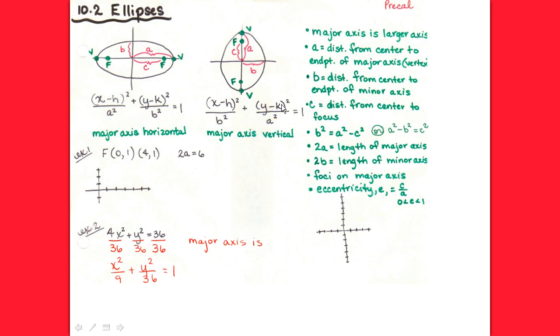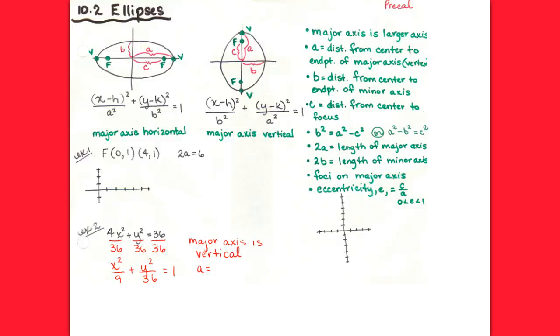So I got to figure out which is my major axis. We said that the major axis is going to be the larger axis. So when I look down here, I'm going to compare the two denominators. Because 36 is larger, that means that 36 is going with the major axis. And because 36 is paired with the y, then that means that the major axis is vertical. If 36 had been underneath x squared, then the major axis would have been horizontal. It's whatever it's paired with.